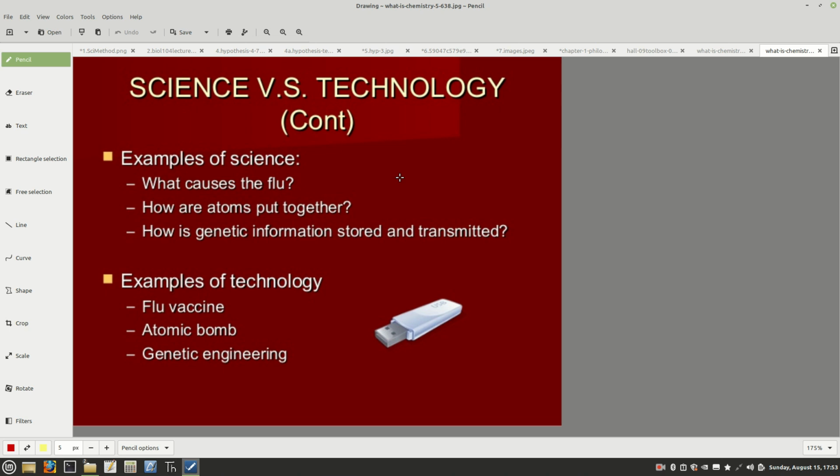Alright, so an example of technology that deals with the flu is a vaccine. Of course, learning about the structure of the atom let us build atomic bombs or atomic energy. And of course, once we understood how information was transferred, we learned to manipulate DNA to do genetic engineering. So all of these are results of, we do the theory first and then develop a technology around it. And then that technology can also come back and help us do more things in science.